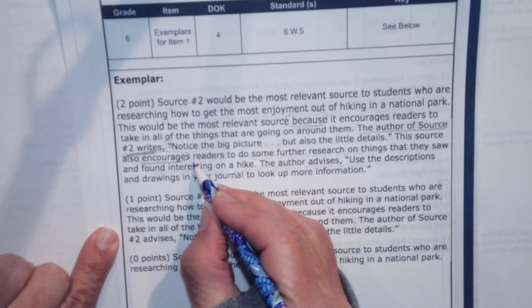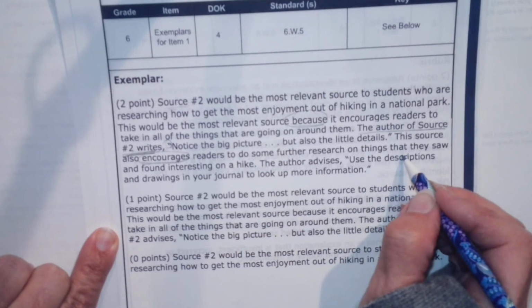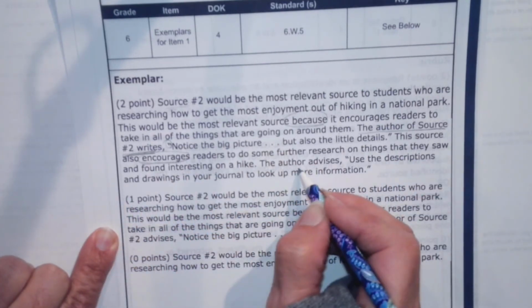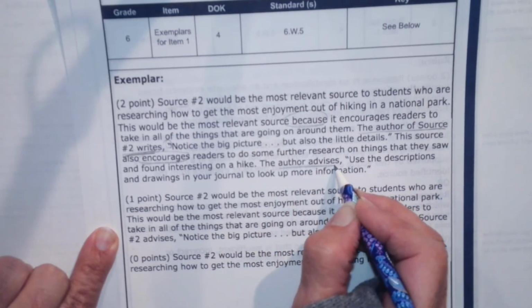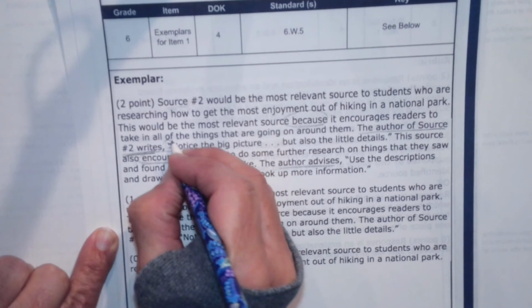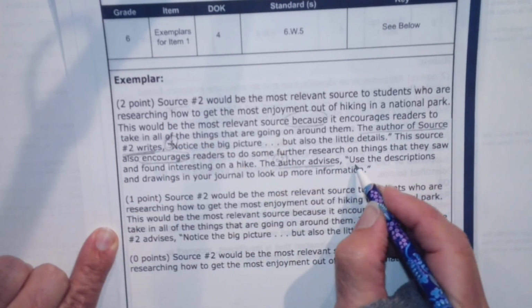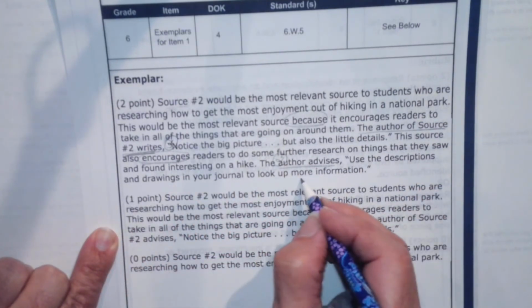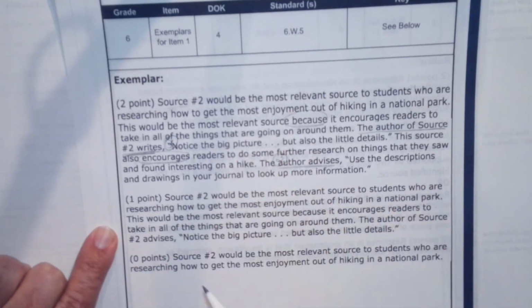This source also encourages readers to do some further research on things that they saw and found interesting on a hike. The author advises. Again, we're referring to the author. This is the first one, and this is the second piece of evidence. Use the descriptions and drawings in your journal to look up more information. So this student has answered that question thoroughly.